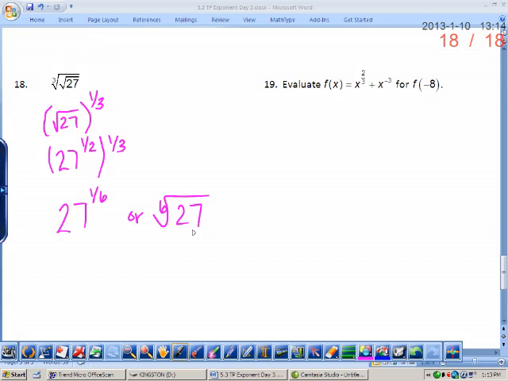Does the 1/3 not go to 27 also? What do you mean, go to? The 27 is attached to the 1/2. 27 is the base of the 1/2. So anytime you have a power to a power, you keep your same base and you multiply your exponents.